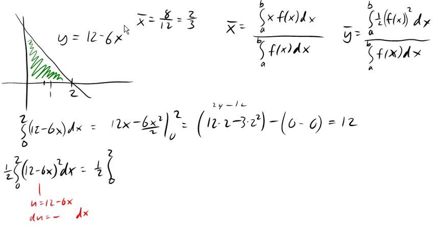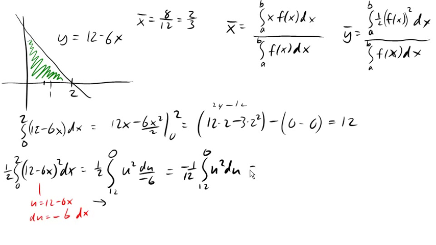And so making this substitution, we get the integral of u squared times du over negative 6, right? Solving this for dx. And now changing our limits of integration, when x is 0, u will be 12. When x is 2, u will be 0. Okay, so we're integrating negative 1/12 from 12 to 0, u squared du. Integrating that, we got negative 1/12 times u cubed over 3 from 12 to 0. Or in other words, negative 1 over 36 u cubed from 12 to 0.